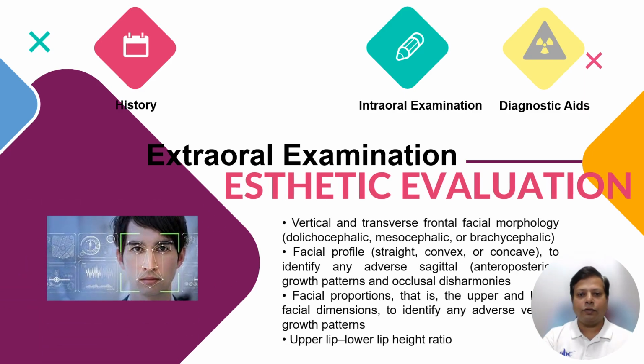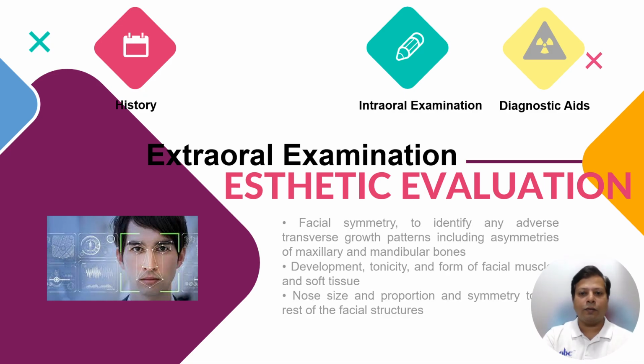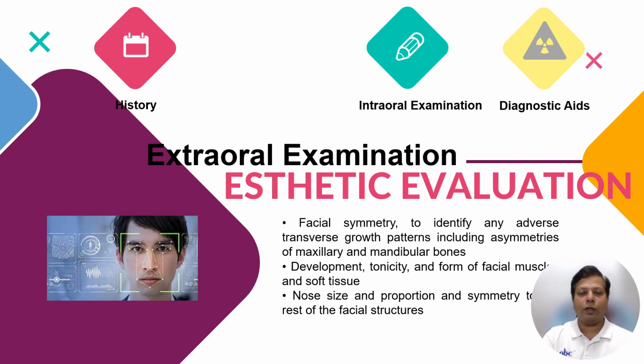Under aesthetic evaluation, we evaluate the vertical and transverse facial morphology, the facial profile of the patient, and the facial proportions between the upper and the lower portions of the face to identify any adverse growth patterns. We also measure the upper lip to lower lip height ratio. The facial symmetry is to be noted down. We should also note down the development, tonicity and form of the facial muscles and the soft tissue present.